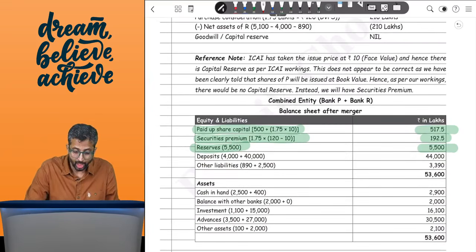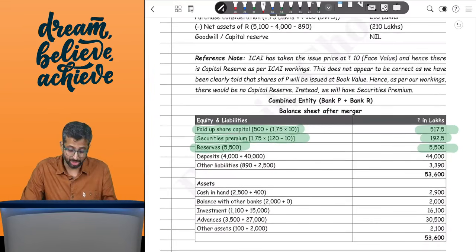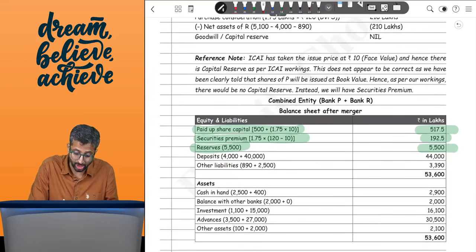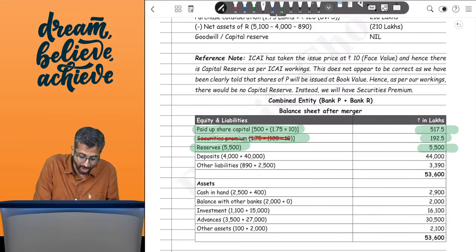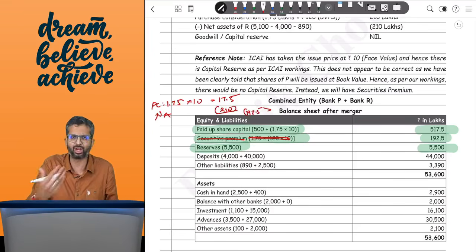Now the change over here can be in case they were told that the shares are issued at face value, in which case this securities premium will not come. However, in such a case your PC will merely be 1.75 into 10, that is equal to 17.5, and your net assets taken over are still 210, and hence 192.5 negative will be what? You guys tell me. It would be, yes, capital reserve.